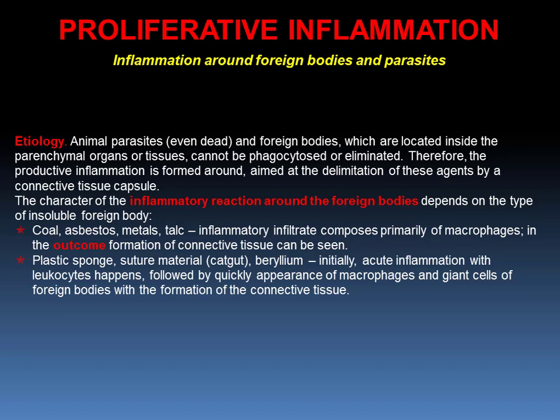Character of inflammatory reaction around foreign bodies depends on the type of insoluble foreign body. If it is coal, asbestos or metals or talc, inflammatory infiltrate is composed mostly of macrophages. In the end, we will see formation of connective tissue capsule. If the material is plastic sponge, suture material like catgut, beryllium, initially we will see acute inflammation with leukocytes, followed by quick appearance of macrophages and giant cells of foreign bodies with the formation of connective tissue.